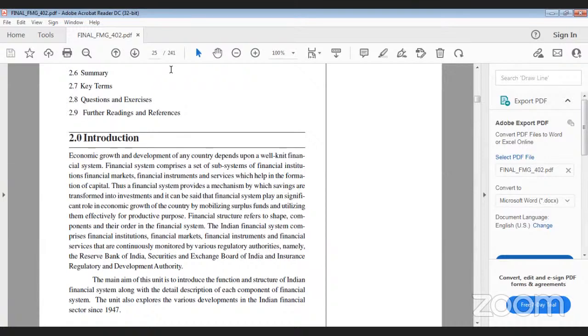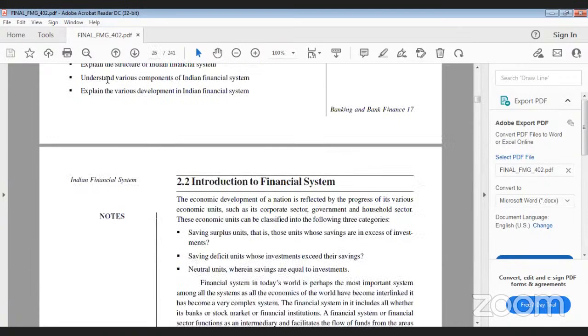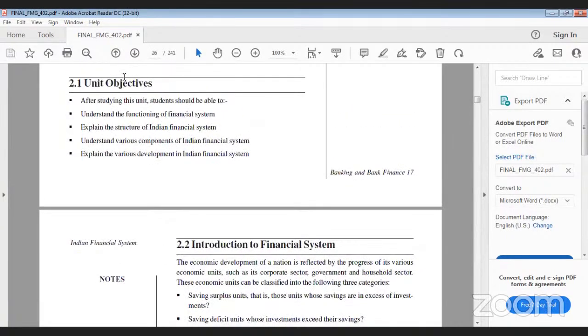In this unit, we explore the various factors related to financial sectors.